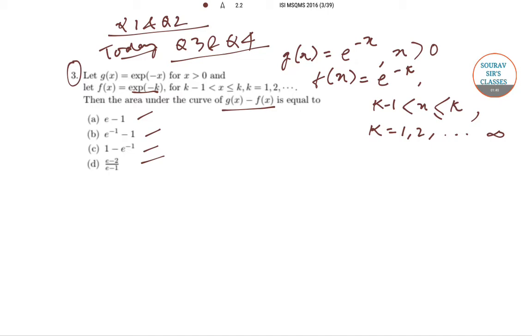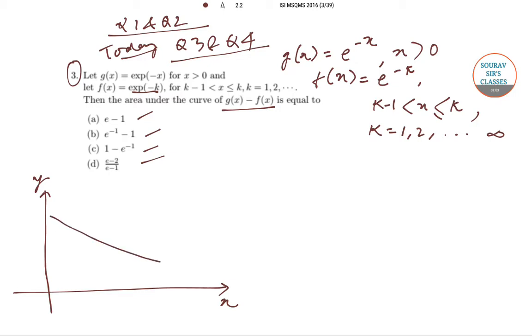So let's begin. This is the y axis and this is the x axis. So g(x) is equal to e to the power minus x when x is greater than 0. So in that case g(x) is given by this very function, and it is defined for x greater than 0. So there is a discontinuity at the point x equal to 0.